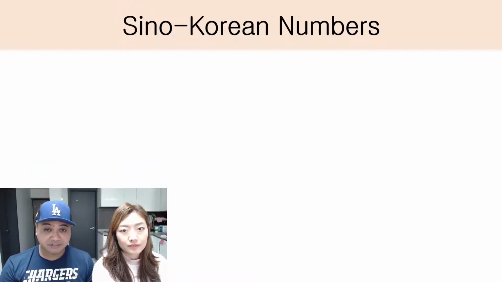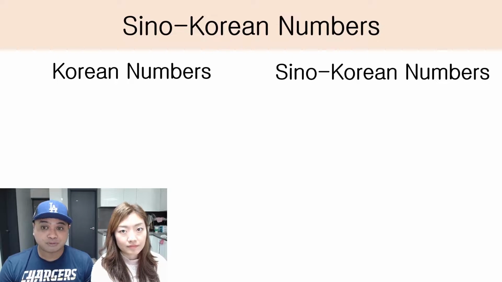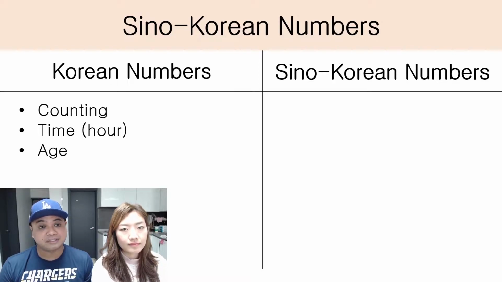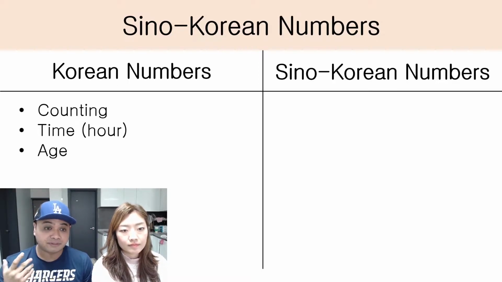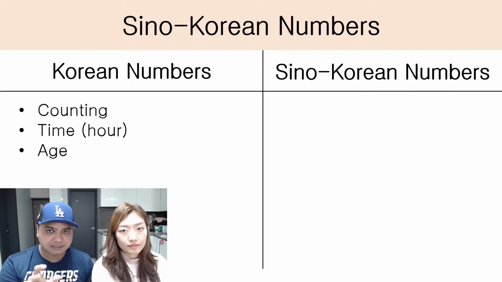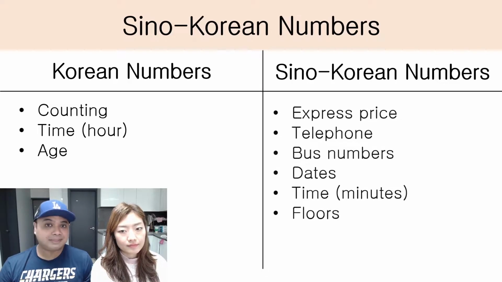In our previous video, we talked about another set of numbers. They're just called Korean numbers. But today, we're gonna talk about Sino-Korean numbers, and they're used differently. In our previous video, we said that Korean numbers are used for counting, time, hour specifically, just the hour, not the minute, and when you're talking about age. And Sino-Korean numbers is basically everything else.